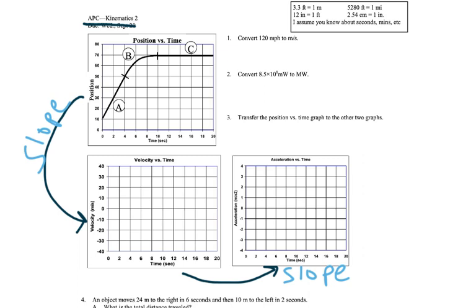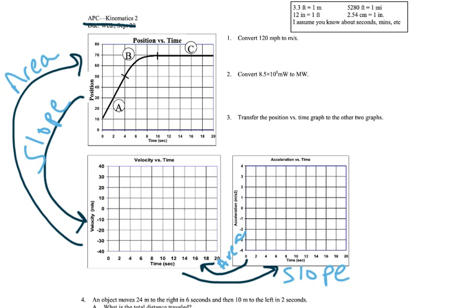To go back the other way, we looked at last year going from the acceleration time to the velocity time, that we're going to look at area. To go from the velocity time back up to the position time, we are going to look at area.